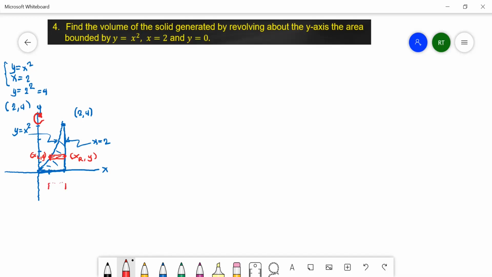Of course, if we will just project the element here and let it be revolved about the y-axis, then we will be able to generate a washer. And this is the washer. Of course, it is circular in form, just like the disc, but there is a hole inside.